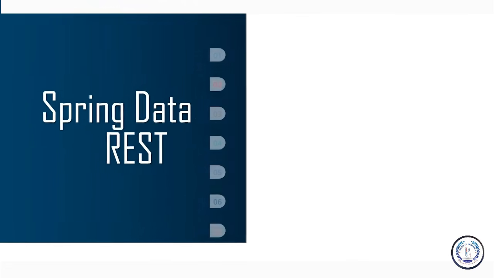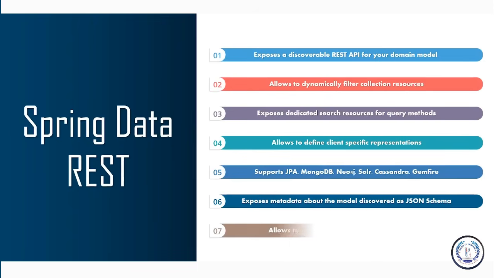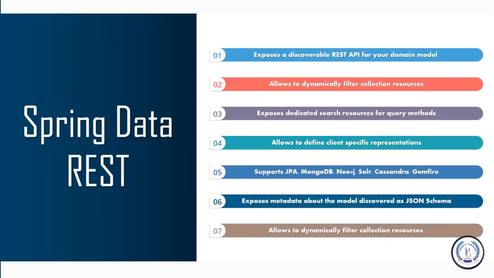If I have to mention a few features of Spring Data REST, then I would say it exposes a discoverable REST API for your domain model. It allows you to dynamically filter collection resources. It exposes dedicated search resources for query methods. It also allows you to define client-specific representations and supports JPA, MongoDB, Neo4j, Solr, Cassandra, Gemfire, and other databases. Not only this, but it also exposes the metadata about the model discovered as JSON schema and allows you to dynamically filter the collection resources. Right?